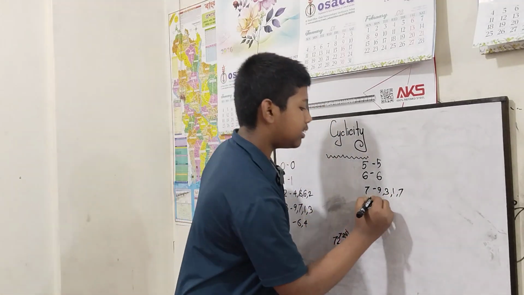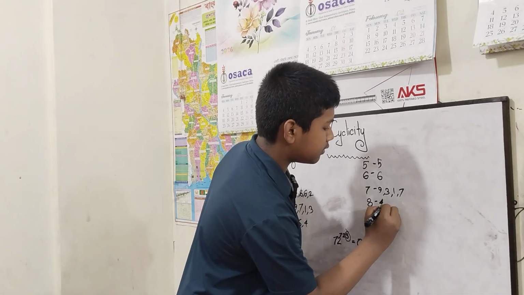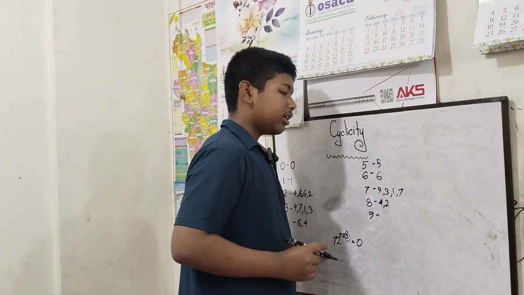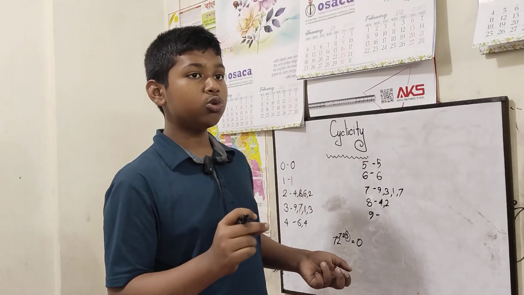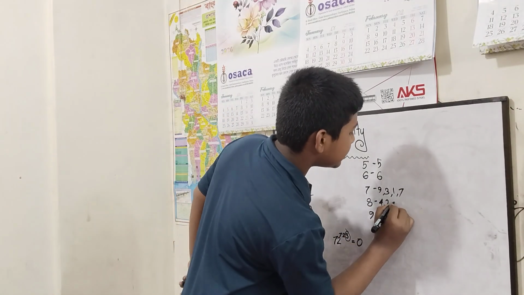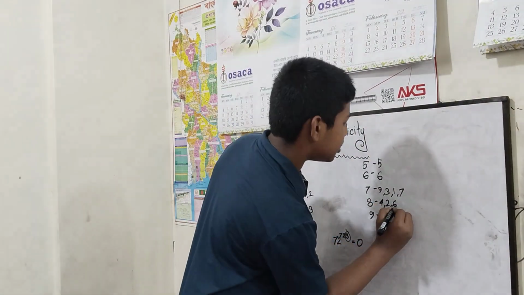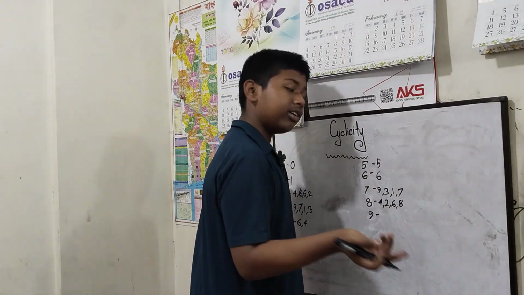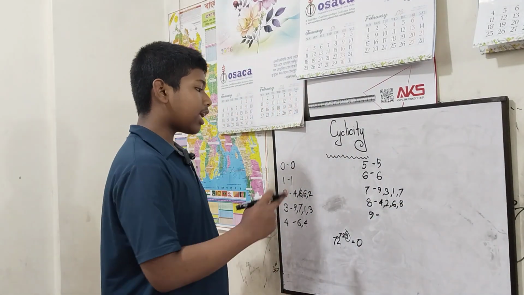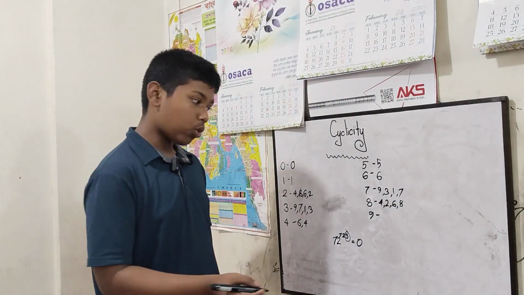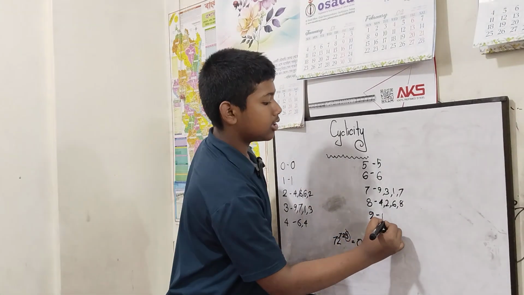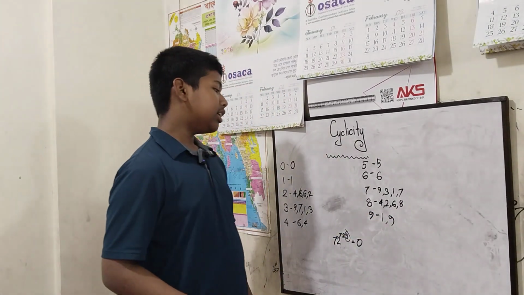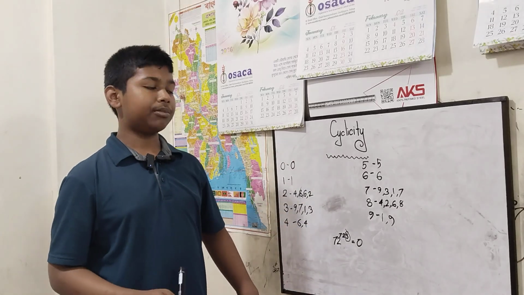8 square is 64, 8 cube is 512, so we have to take the unit digits and multiply again. So 2 times 8 is 16, that is 6, and 6 times 8 is 48, that is 8, and 8 times 4 is 32. You see, now 9 square is 81, and 1 times 9 is 9, and we have nothing else. These are the cyclicities of the numbers.